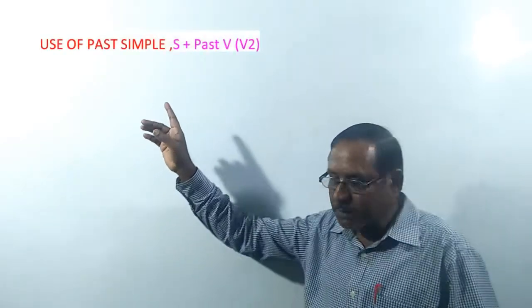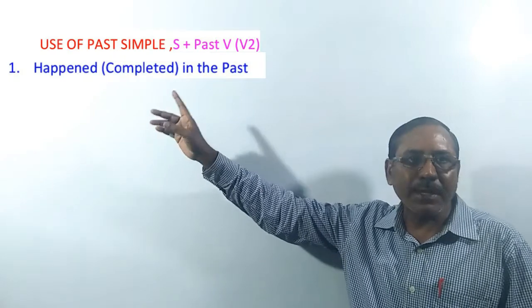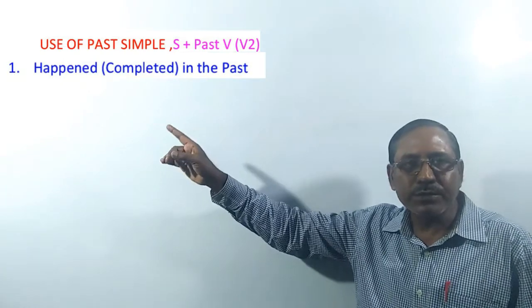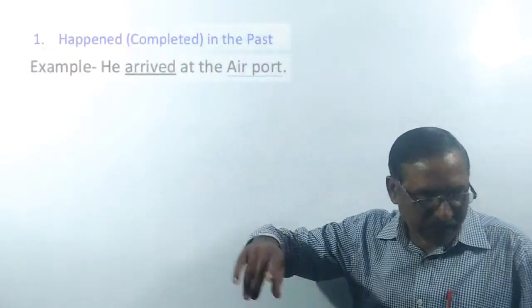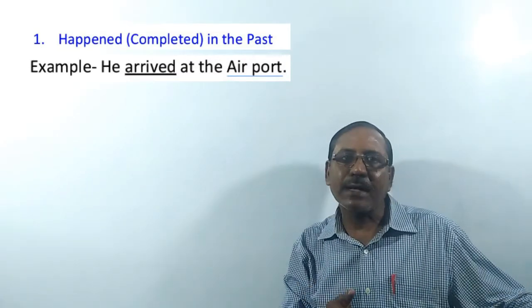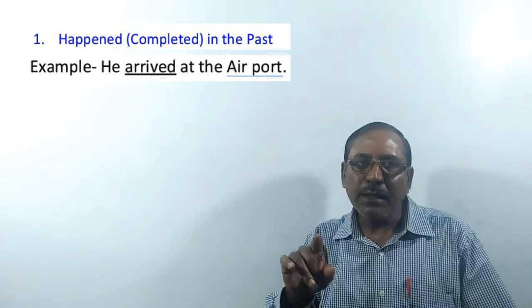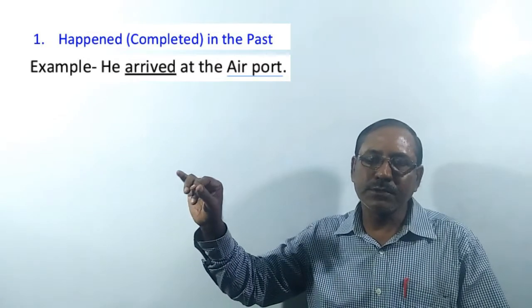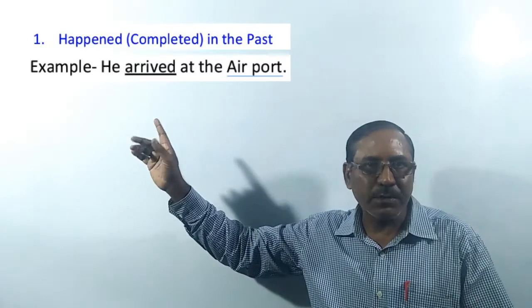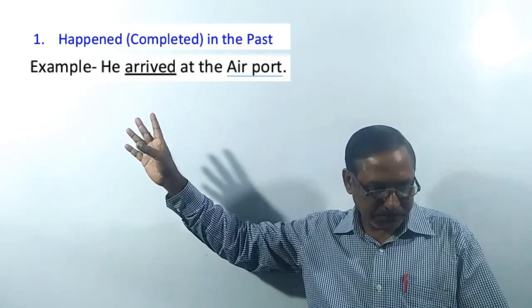Now let's discuss. Number 1, something which happened or completed in the past, we use past simple. For example, he arrived at the airport. That means the arrival was completed in the past. So you use 'he arrived at the airport'. This sentence belongs to past simple, subject plus past verb. So point number 1 is happened or completed in the past.